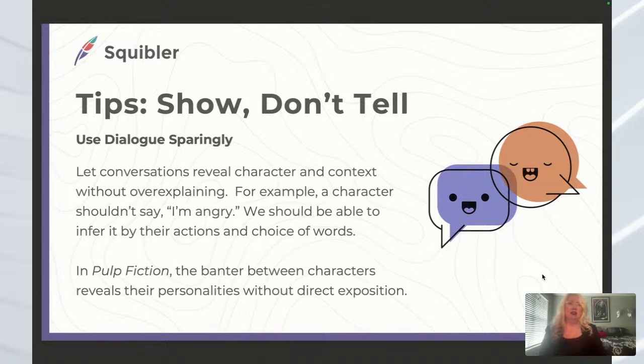When it comes to dialogue, you do need to be careful there too. Just including dialogue is not enough to ensure that you're not including exposition. You want to let conversations reveal character and context without over explaining. For example, a character shouldn't say something like, "I'm angry." We should be able to infer it by their actions and their choice of words. Actors can, of course, make this happen on film. It's a little bit more difficult for those of us who are writing. We have to find ways to incorporate this.